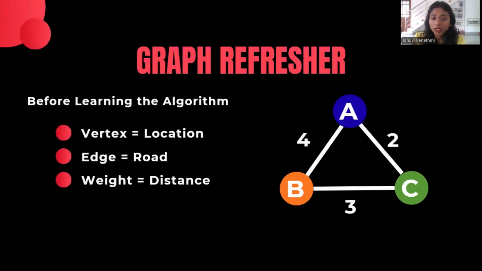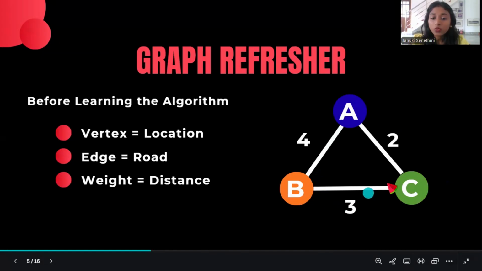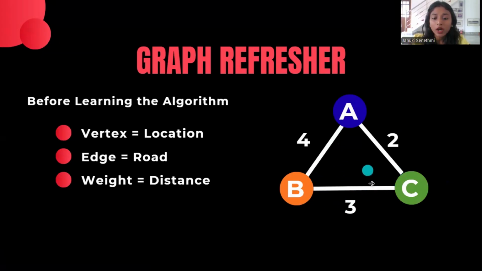Before learning the algorithm, let's quickly review some graph terminology. A vertex or node represents a location or an intersection. An edge represents a road connecting two locations. A weight represents the distance or the cost of traveling that road. In this example graph, each circle is a location and each connection line is a road. Understanding these basic graph components makes the Chinese Postman algorithm much easier to understand.